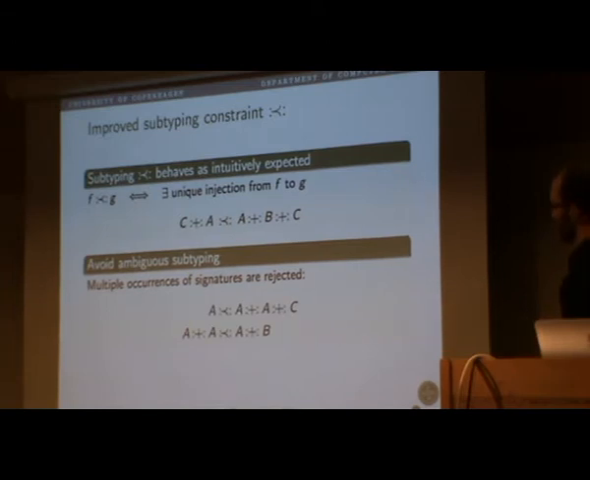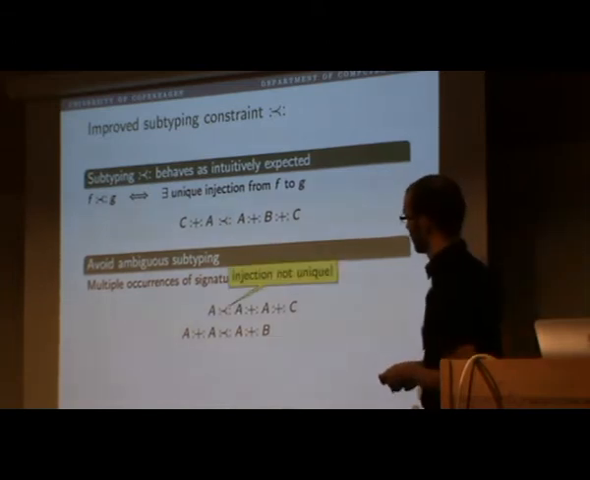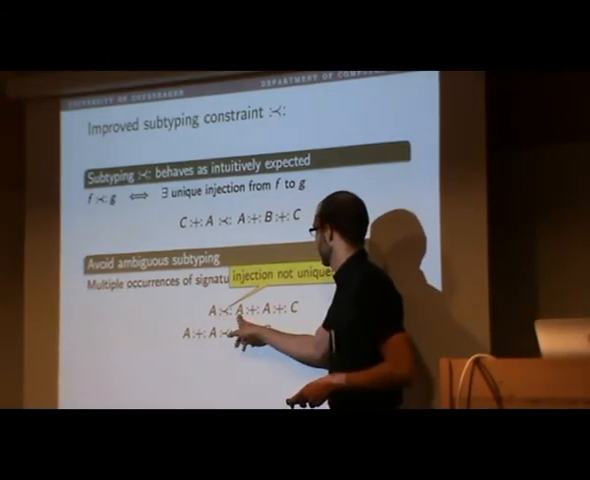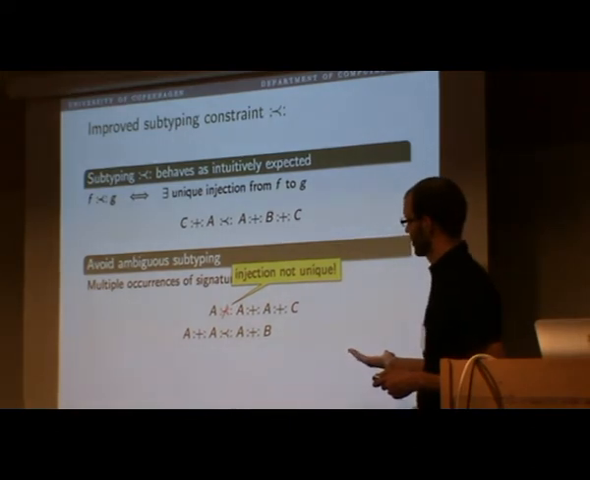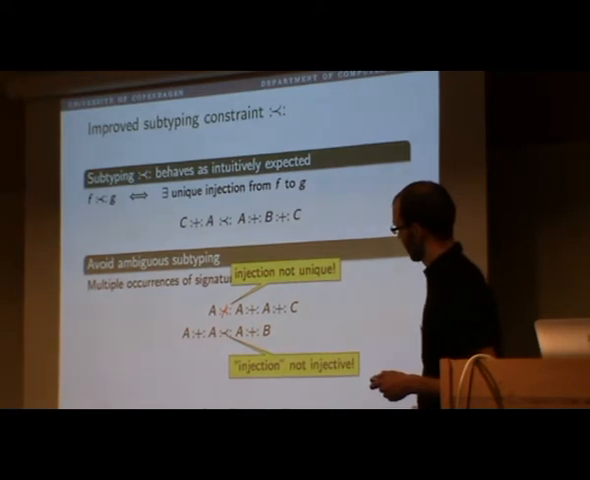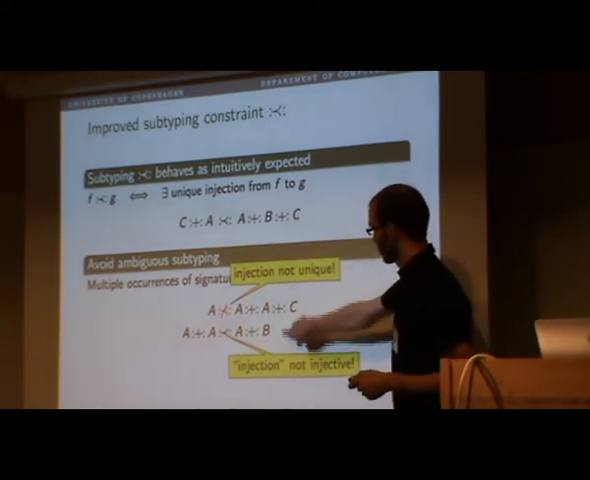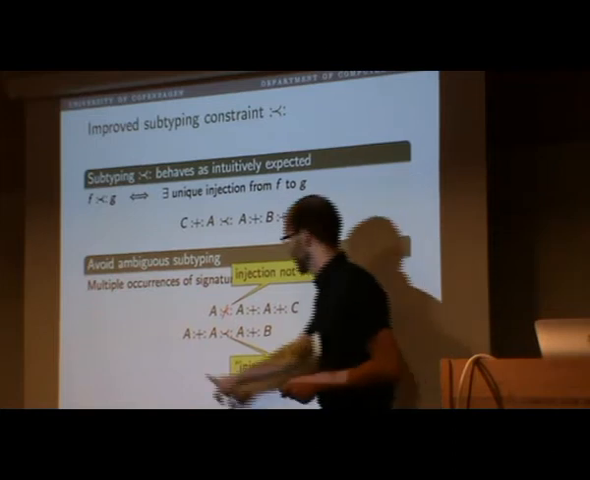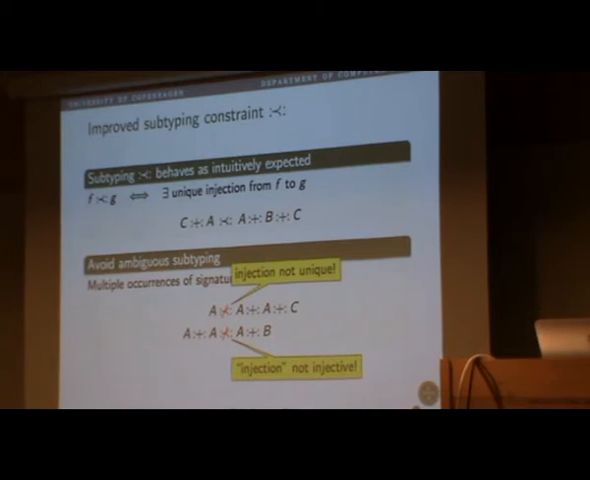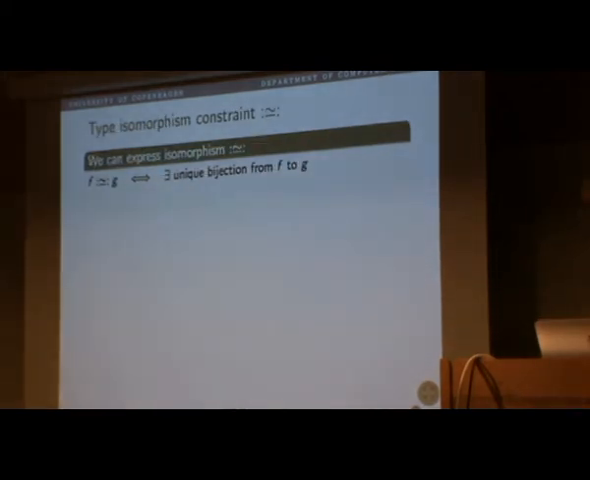So in particular, we want to reject the following. We want to reject this one because there's no unique injection. We could map this A to this or to this. So we want to reject this. We also want to reject these kinds of subtypes because an injection function would actually not be injective at all, because it would map both this A and this A. So we also reject that. So that works. And because we're able to accurately capture this subtyping, we can also express isomorphism.